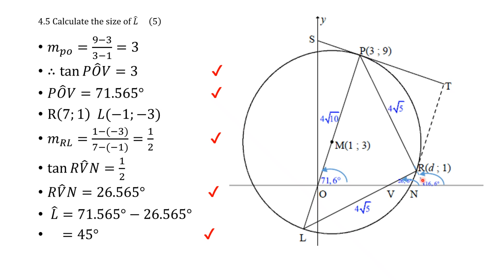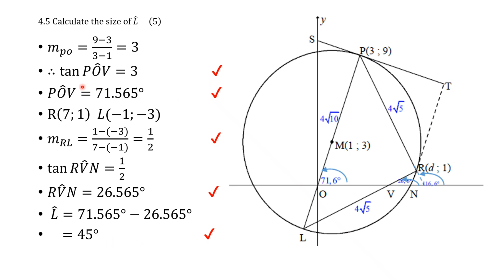So tan θ of that line there equals half. Shift tan half gives me 26.565, or 26.6. Right, so this angle vertically opposite there would become 26.6. To get L, remember, exterior angle equals the sum of the two opposite interior angles. So 71.6 minus 26.6 gives me L equal to 45 degrees.